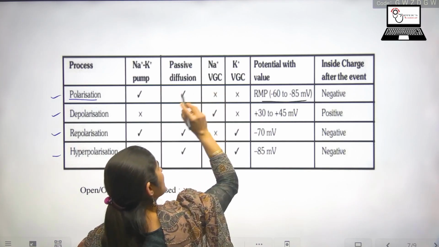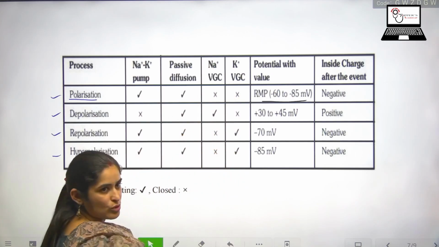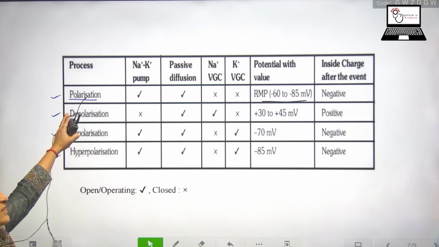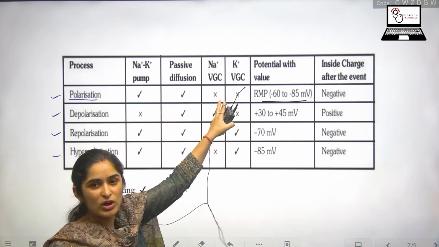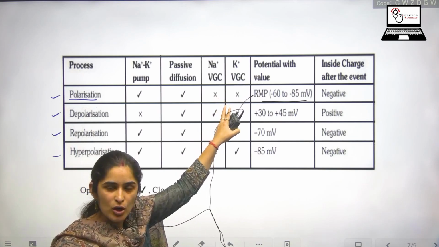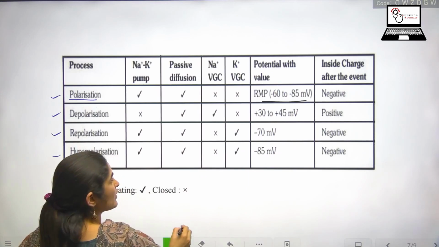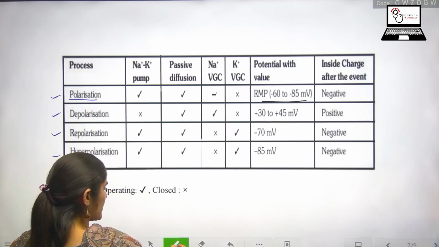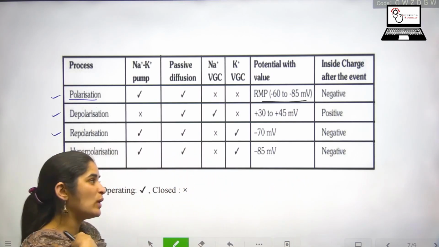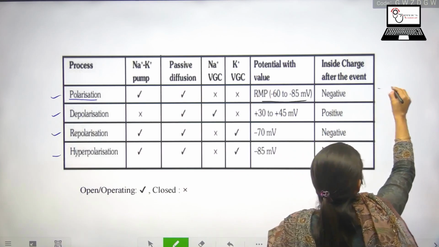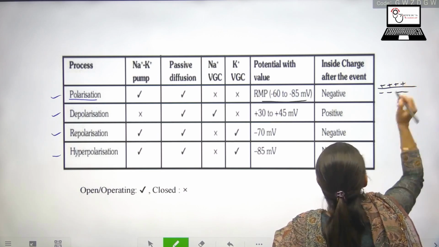Sodium voltage gated channels will be closed, and potassium voltage gated channels are also closed. In the polarization state, meaning resting, both these voltage gated channels will be closed. Here the potential of the membrane is minus 62, minus 85, and the inside charge is negative. See this, the membrane is negative inside and positively charged outside.